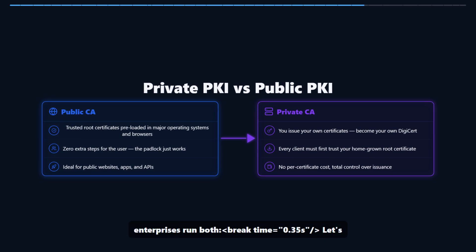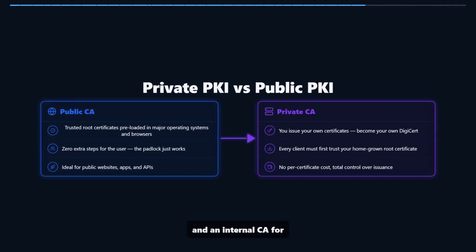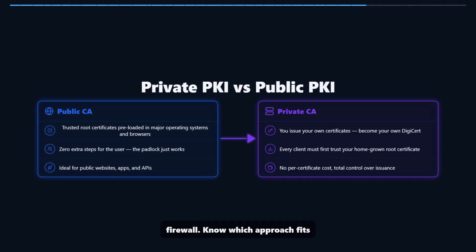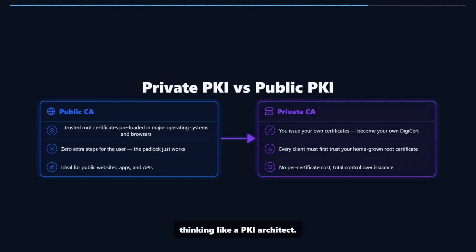Many enterprises run both. Let's Encrypt for public marketing sites and an internal CA for thousands of devices behind the firewall. Know which approach fits your situation and you're already thinking like a PKI architect.